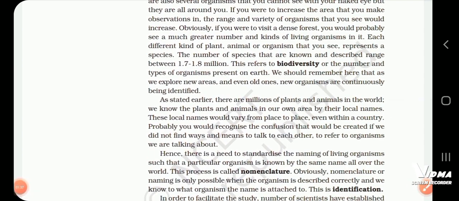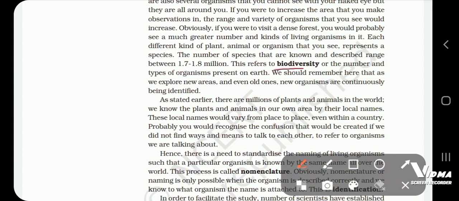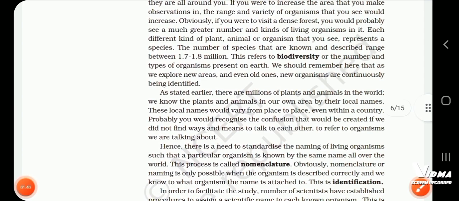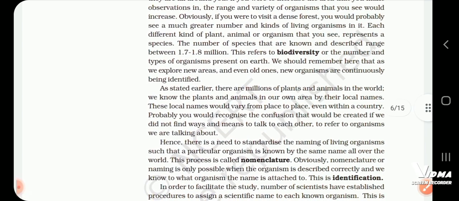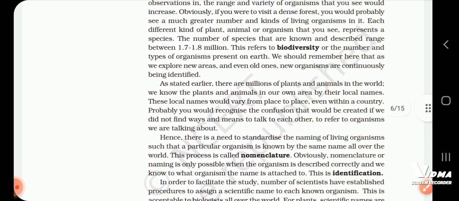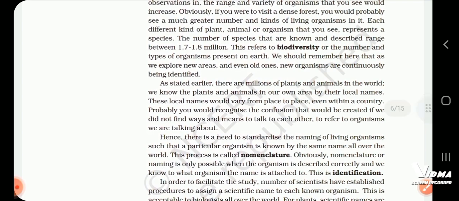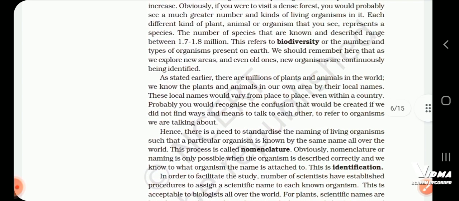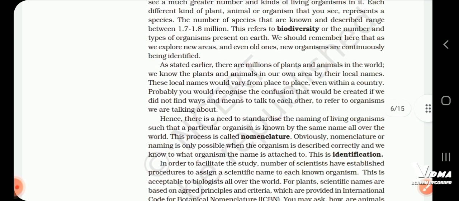This refers to biodiversity, or the numbers and types of organisms present on Earth. We should remember here that as we explore new areas and even old ones, new organisms are continuously being identified.